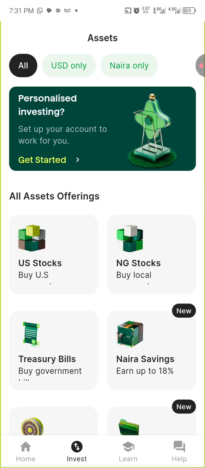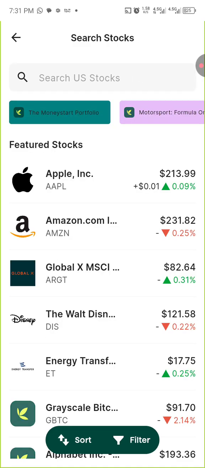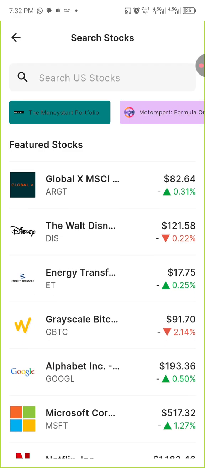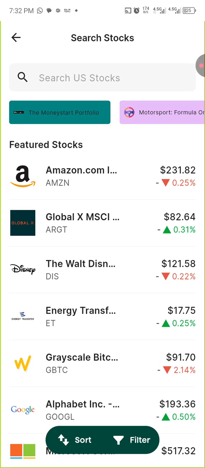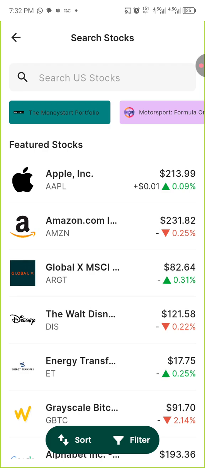Okay, so how do you invest if you want to buy in Bamboo? Depending on which of the stocks you want to buy. If you want to buy US stocks, you go to US stocks and you'll see the featured stocks listed here. We have Apple, Amazon, whichever you want to go for. Now you remember the hack I told us: when you want to buy stocks, you go for a stock that is dipping.